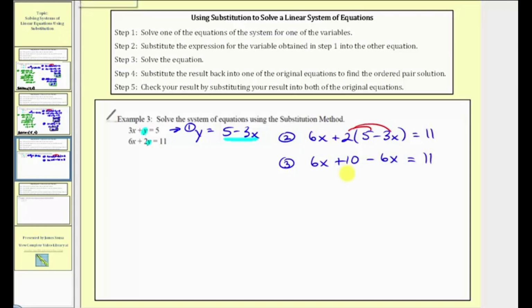Now here, when we combine like terms, something special happens. Notice 6x minus 6x would be 0. So when we simplify this equation, we get 10 equals 11. Well, we know 10 does not equal 11. This is not true. So whenever the variables drop out, and we have a statement that's not true, this indicates our system has no solution.